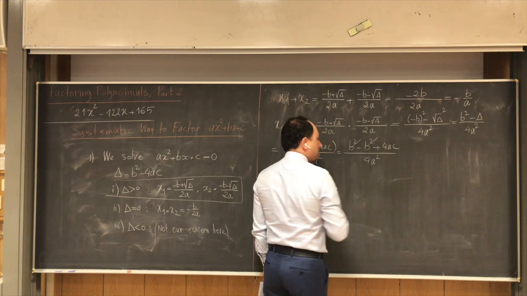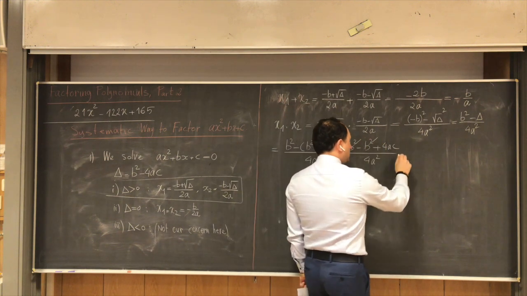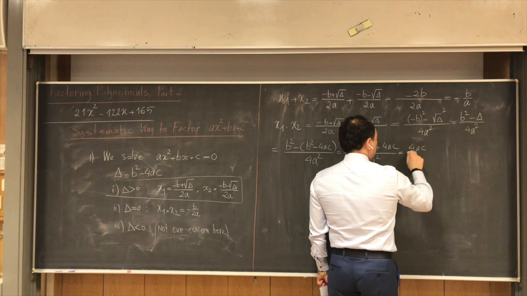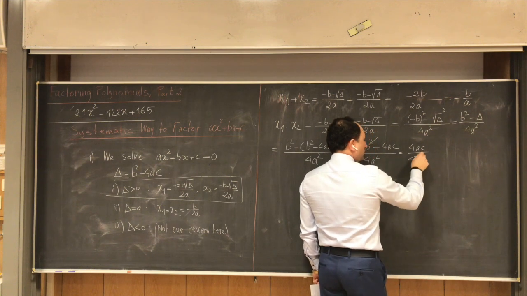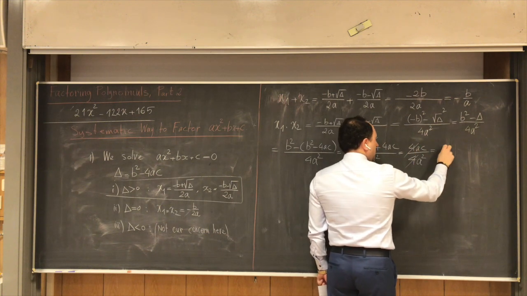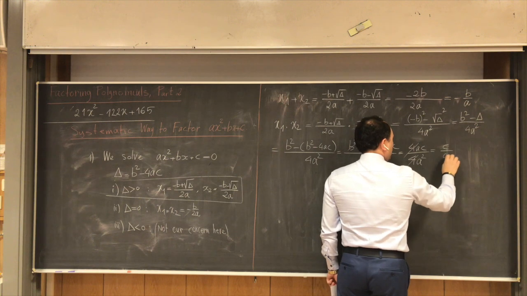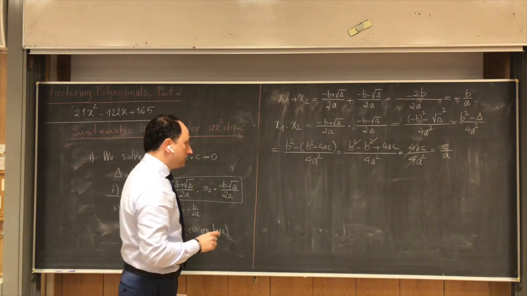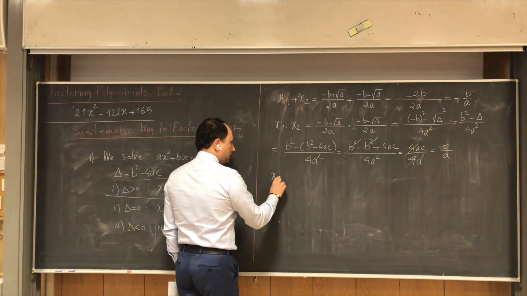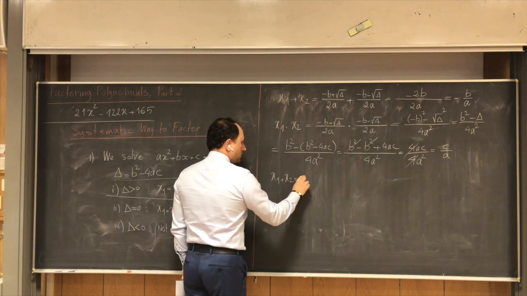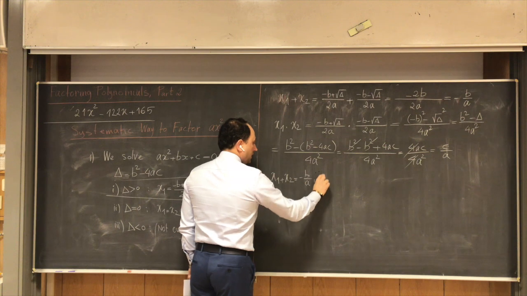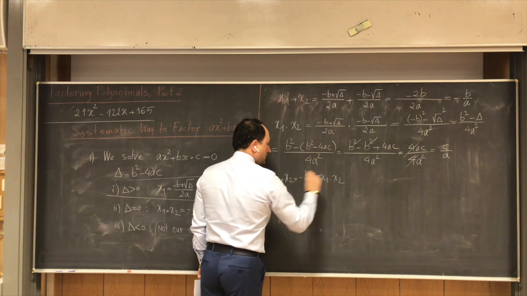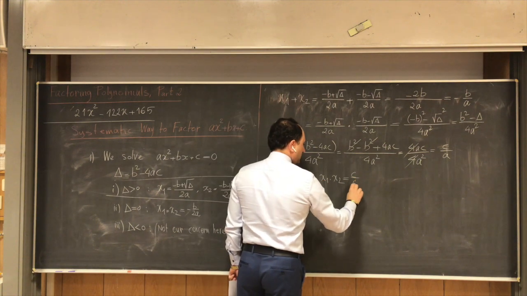And then this one and that one cancel. Then I have 4ac divided by 4a squared. And then I can simplify the 4 and 4, and one of these a's. So then it becomes c over a. Yes? So what I got is this. I got that x1 plus x2 is minus b over a, and I got x1 times x2 is c over a.